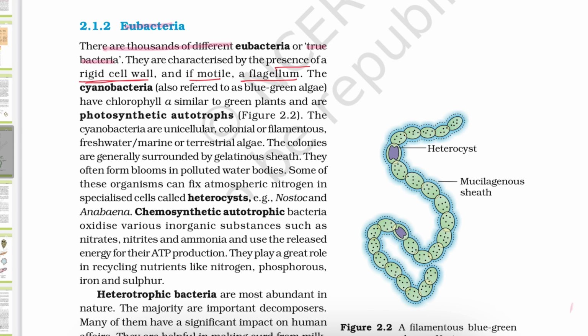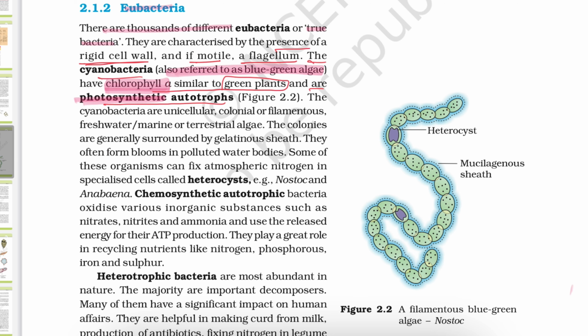I have already told you about the cyanobacteria, also referred to as blue-green algae. The other name of cyanobacteria is blue-green algae. They have chlorophyll A. Since they are photosynthetic, they have chlorophyll. Which type? Chlorophyll A, similar to green plants, and they are obviously photosynthetic autotrophs. The cyanobacteria may be unicellular, colonial or filamentous, freshwater, marine, or terrestrial algae.